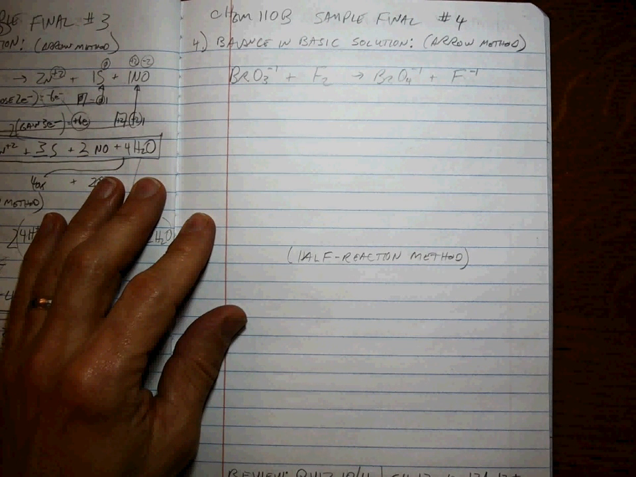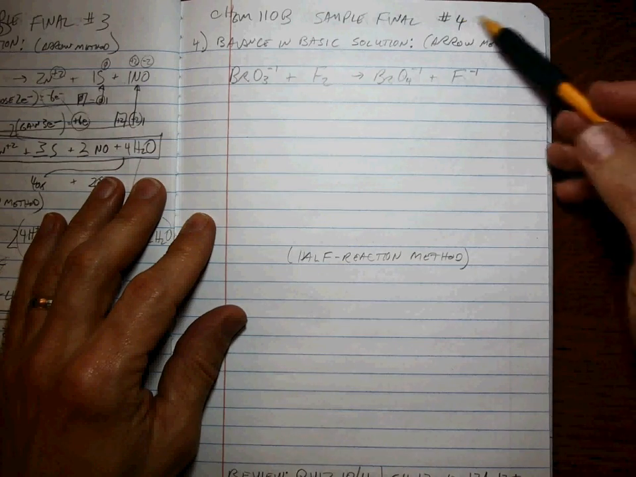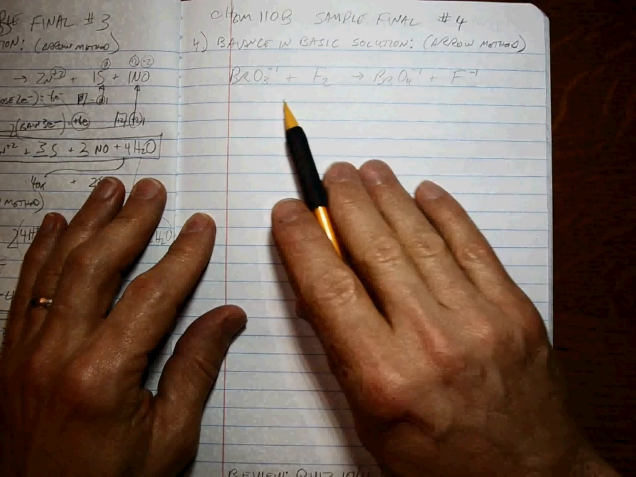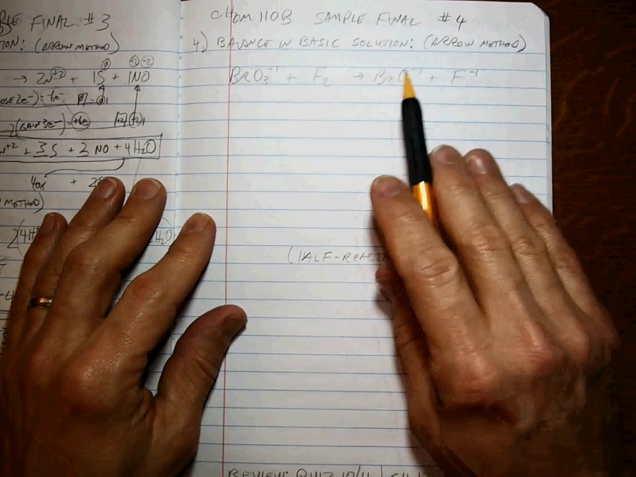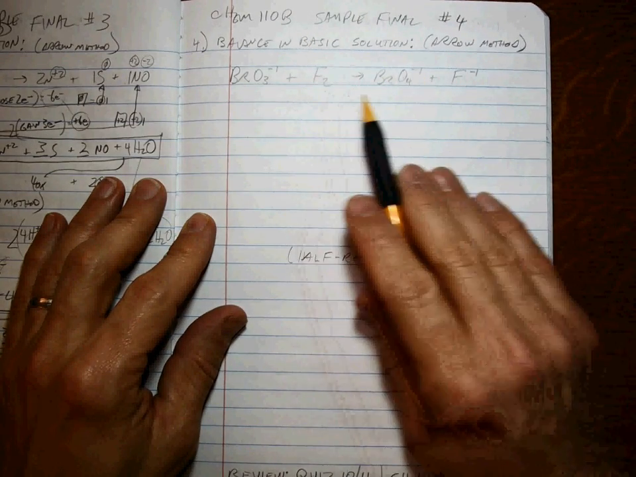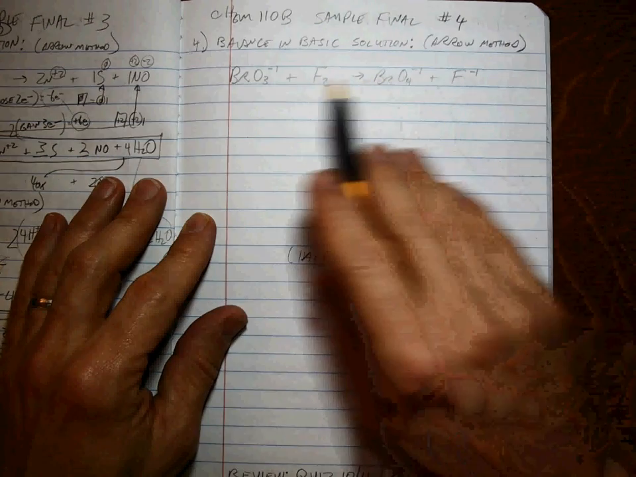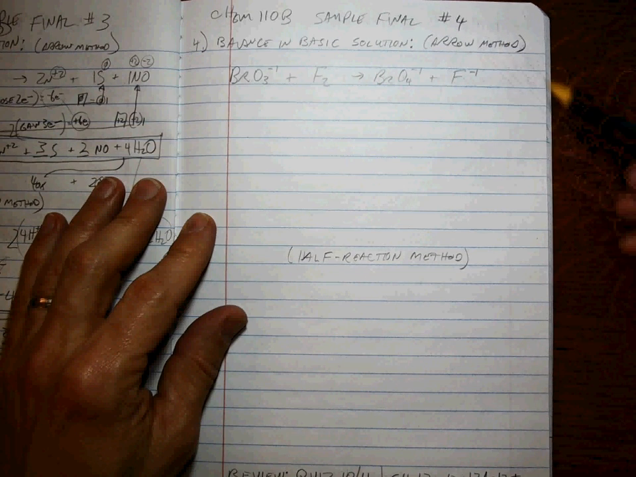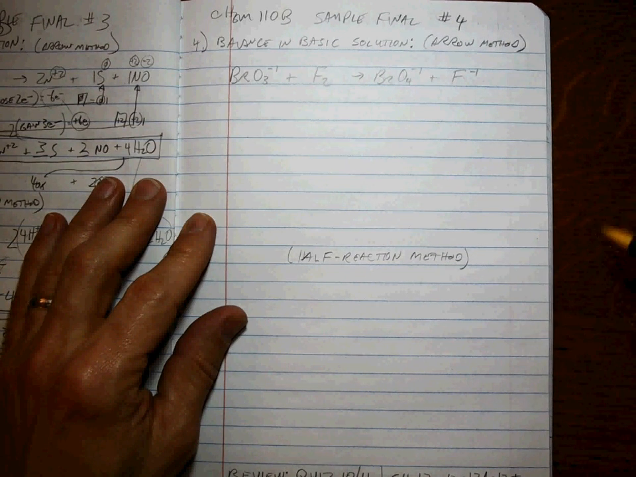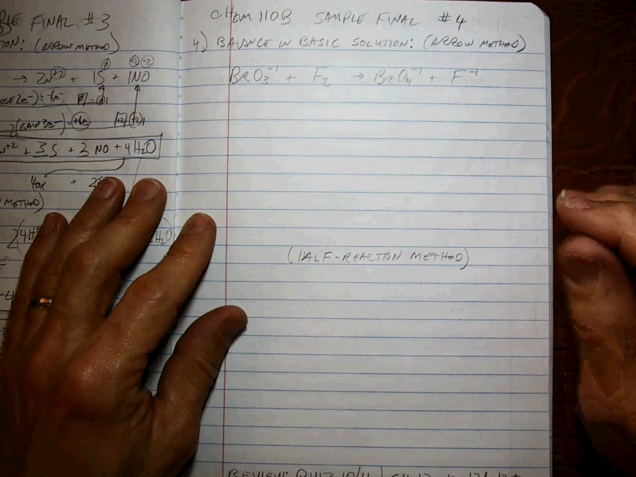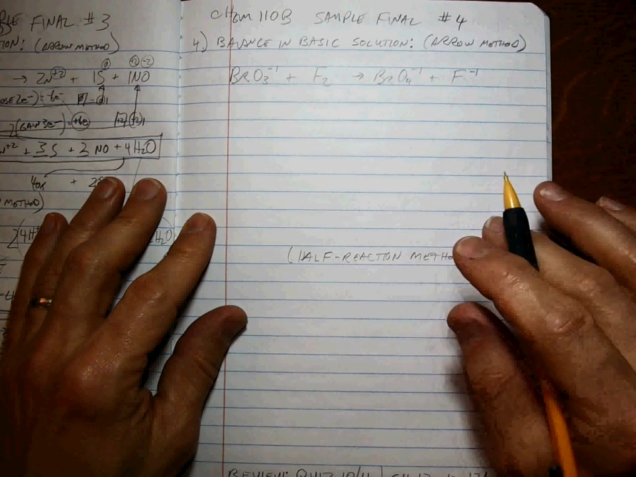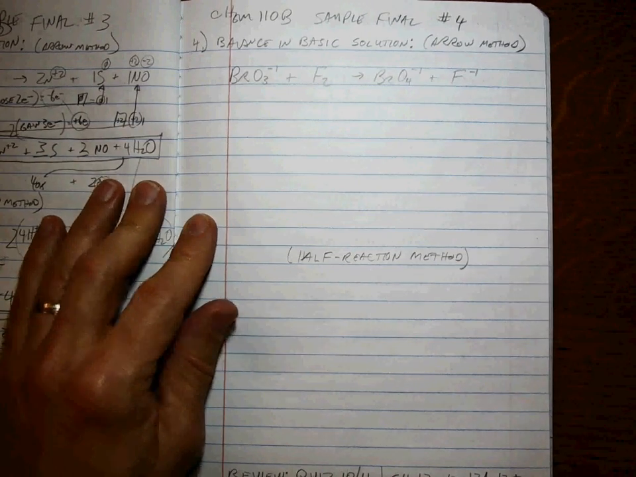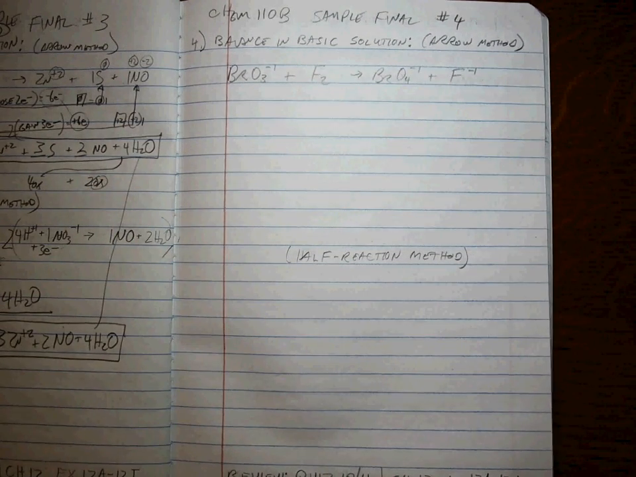Okay, here we go. Chem 110B sample final number 4. It's another balancing problem in which the H plus and the H2O in acidic, or the OH minus and the H2O in basic, aren't shown. How you go about doing your business is exactly the same whether you're doing the arrow method or the half reaction method. If you like the arrow method, just do that one and skip the rest. If you like the half reaction method, skip this first part and just look at the half reaction method.